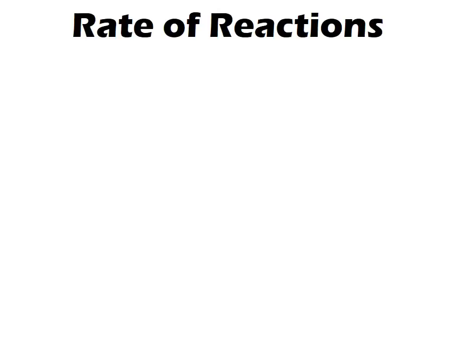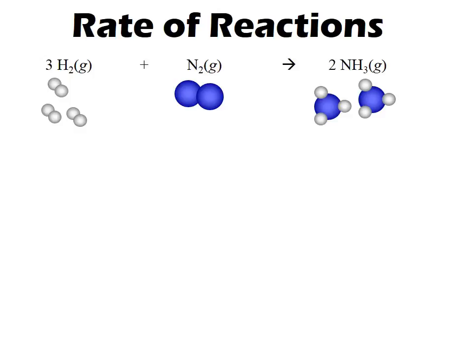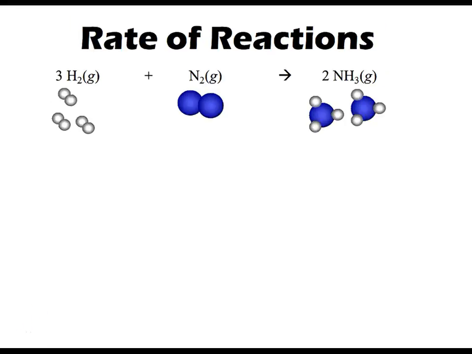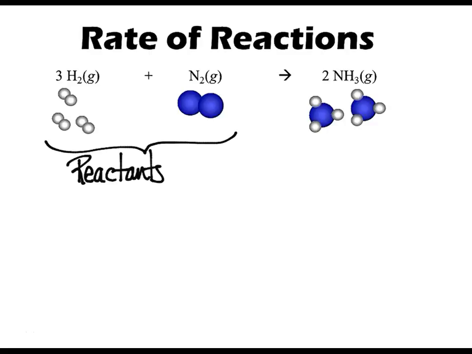So let's get to what matters here, rate of reactions. We're going to look at this reaction as an example, and then we'll use other reactions later. So we have 3 molecules of hydrogen reacting with 1 molecule of nitrogen to form 2 molecules of ammonia. Here's our reaction. Keep in mind that we have hydrogen and nitrogen on the left. Those are the reactants. And of course we have ammonia on the right. That is our product.